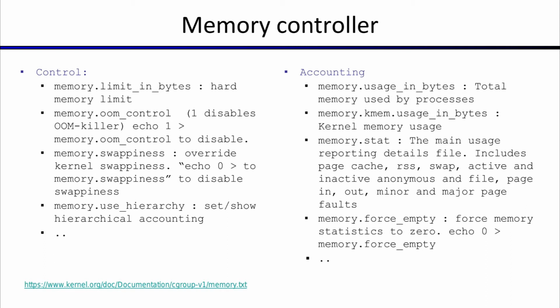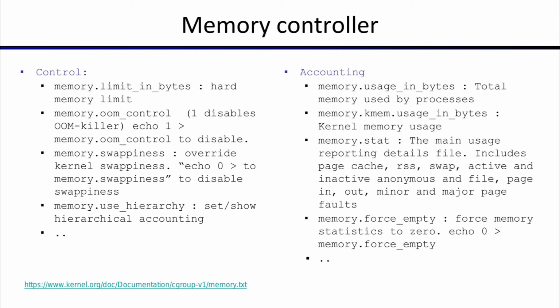So memory controller, here are some control settings and some accounting files that you can use. memory.limit_in_bytes is very useful. That's what I will have an example for. You can put an upper bound on the memory utilized by the control group. This helps make sure that processes within the control group will stay within what is assigned to them. Then you can have an OOM control disablement here. If you do not want the out of memory controller to kick in, you could disable that here.